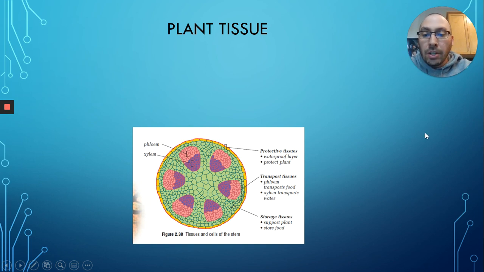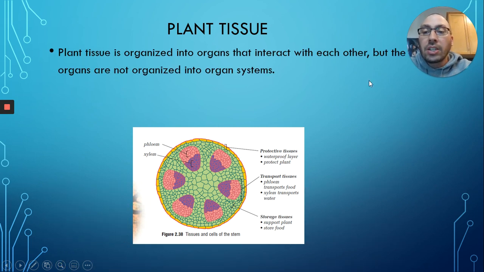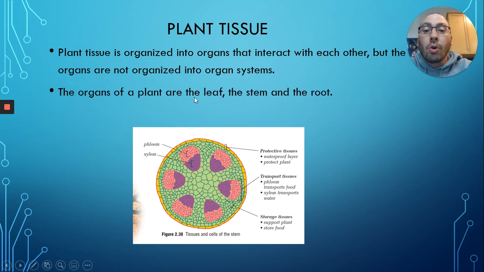Okay, plant tissue is organized into organs that interact with each other, but the organs themselves are not organized into organ systems. Okay, the organs of a plant are the leaf, the stem, and the root. These are not things that are new to us. Right down here below, we've got a nice picture out of your textbook of a cross-section of a stem of a plant, and you can see in the stem all the different types of tissues outlined.